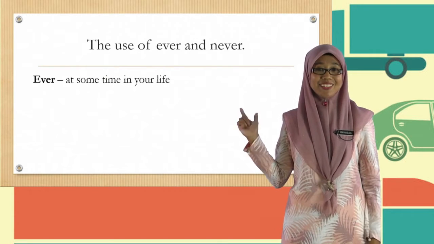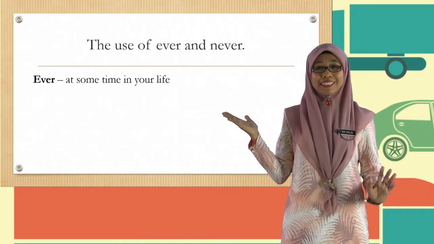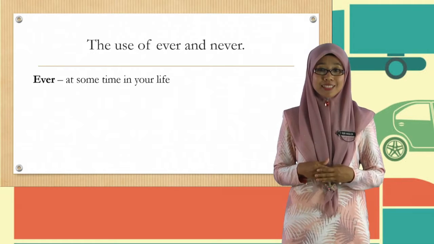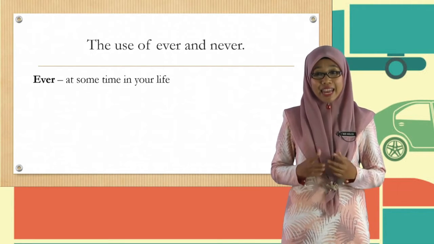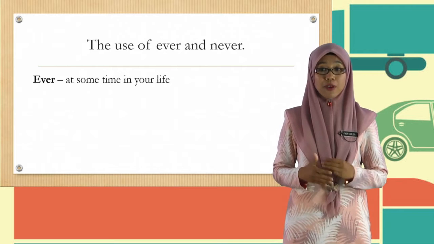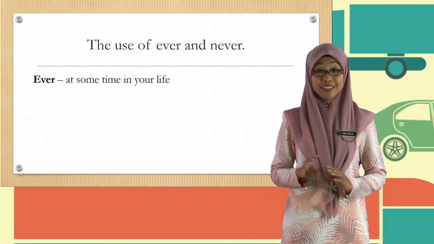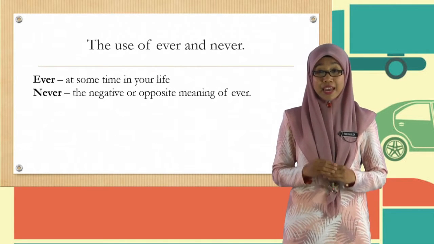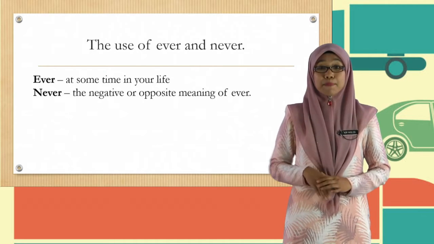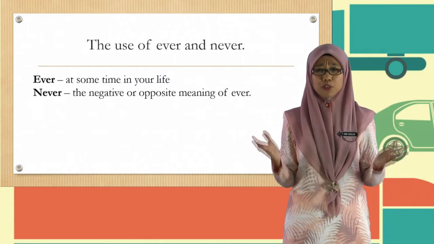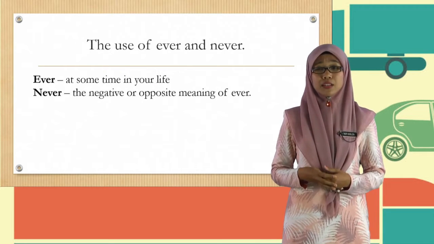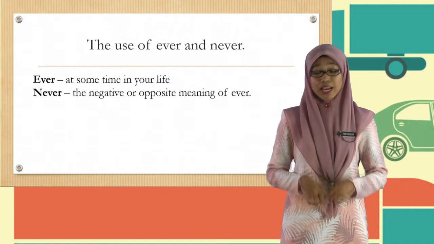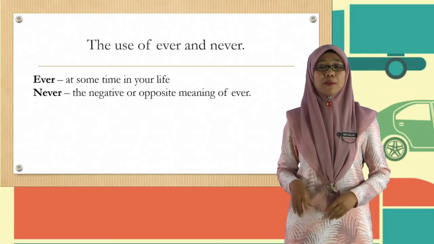In Malay, we have pernahkah Anda? We ask questions about experiences in someone's life. The negative or opposite meaning of ever is never. Never means at no time before now and is the same as not ever. In simple words, never means you have not done it at any time in your life. In Malay, we have tak pernah. If you don't understand, don't worry. I will give you some examples.